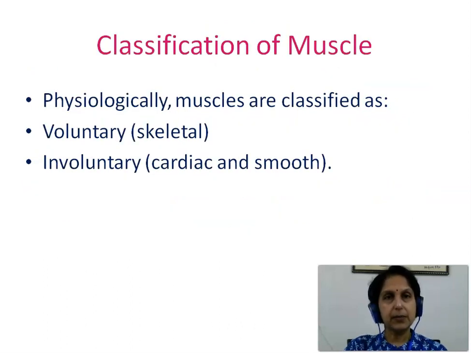Classification of muscles. Physiologically, the muscles are classified as voluntary muscles, which include the skeletal muscles, and involuntary muscles, which include the cardiac and the smooth muscle. This classification depends on the voluntary control over the muscles, on our will.